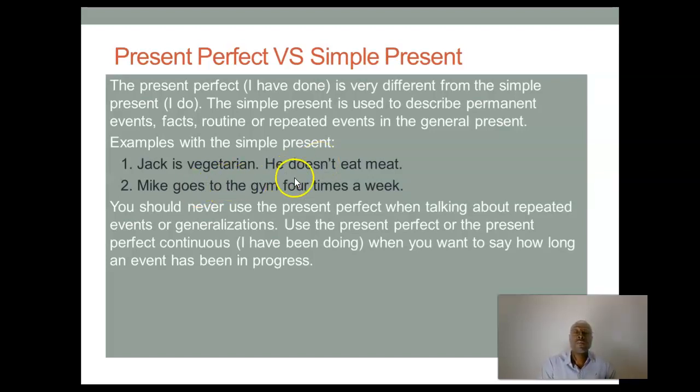Mike goes to the gym 4 times a week. This is a repeated activity. You should not use the present perfect tense in these examples. You don't want to say he hasn't eaten meat. It would be different. You should never use the present perfect tense when talking about repeated events or generalizations. Use the present perfect continuous, I've been doing, when you want to say how long an event has been in progress.